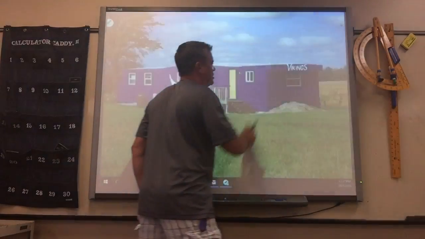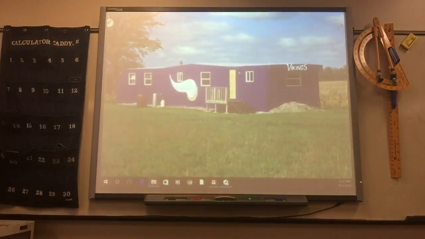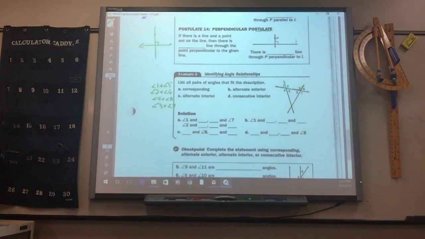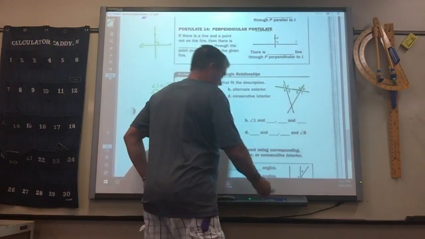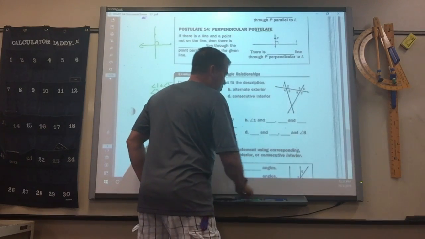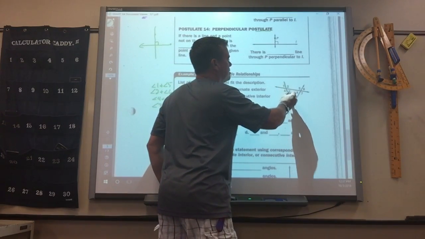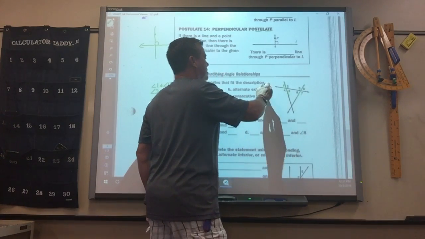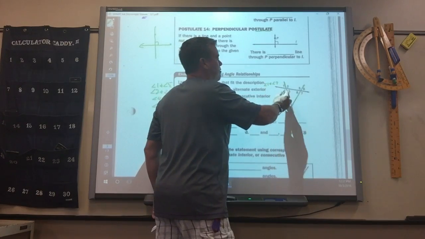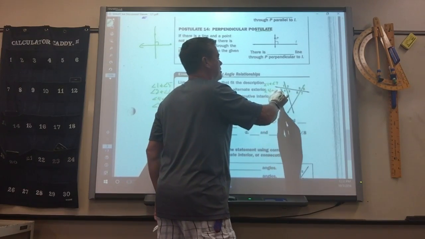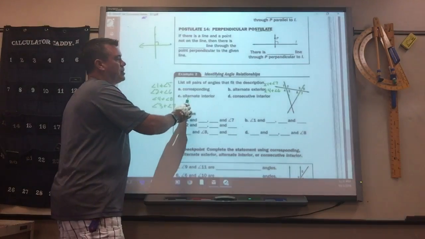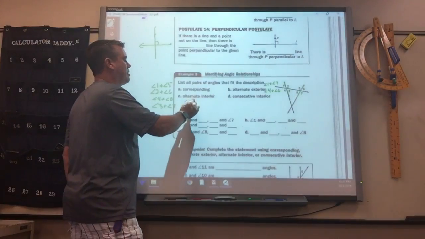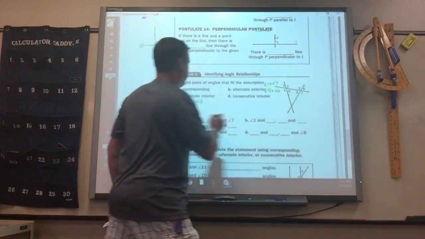The alternate exterior, yep, these are the exterior angles. These two and these two, so they alternate sides, 1 and 7, and 4 and 6. Alternate interior, 2 and 8, they're both inside and they alternate sides. And 3 and 5.